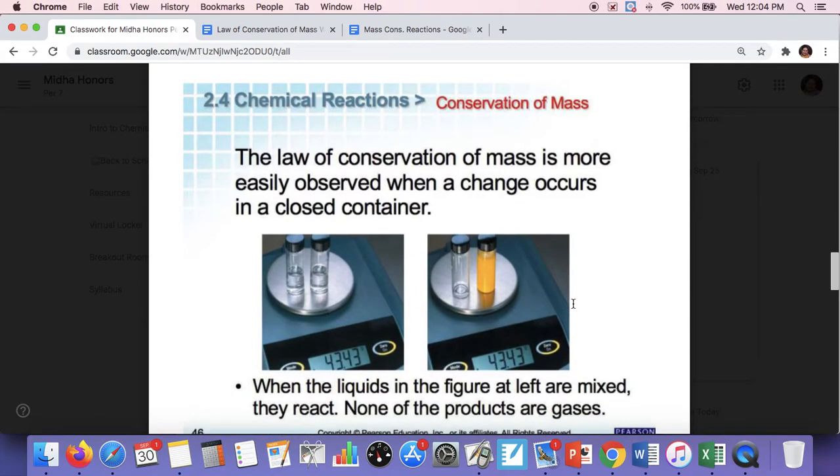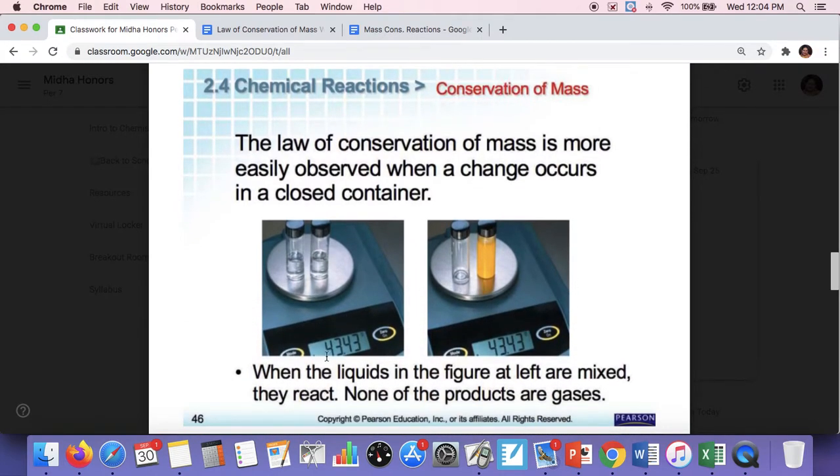Okay, so if we move on, let's see another example. We have two scales. One of them has the reading of the mass 43.43 with two glass bottles. We call them vials, which have the cap on them. These two vials have colorless liquid. This is before they are mixed together, and on the right hand side the scale reads the same value of mass. So the mass is the same before and after mixing. And this is also the evidence of a chemical change, because when you mix these two liquids there is a color change. Color change is the evidence for a chemical change.